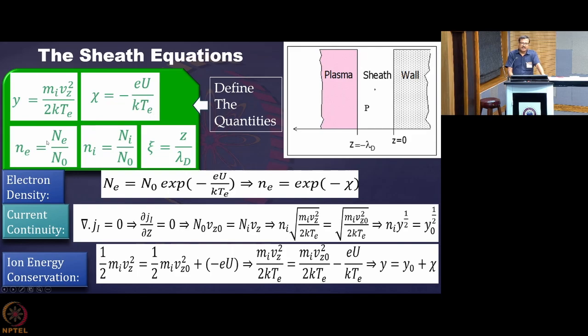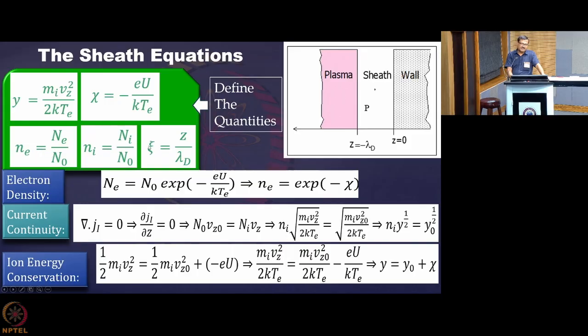Then Ne, the number density, we again make dimensionless and divide by N0, the bulk plasma number density. Then Ni, your ion density, is again scaled in terms of the bulk plasma density N0. So this is Ni by N0. Now comes the distance. This distance is z in this direction, and we have our common friend lambda d, the Debye length. We divide by that and we get the dimensionless distance.